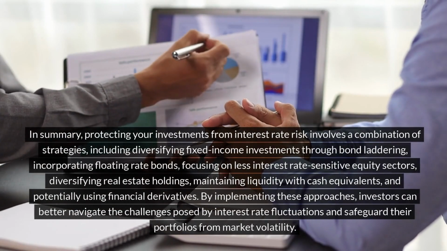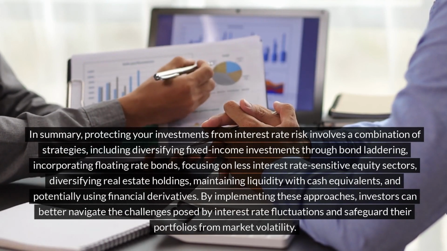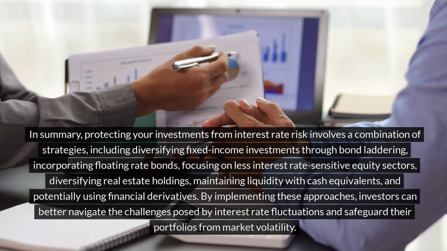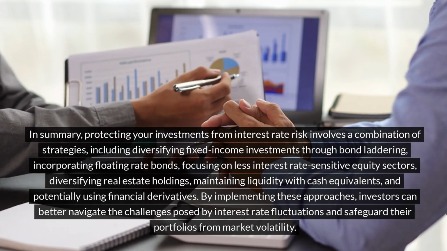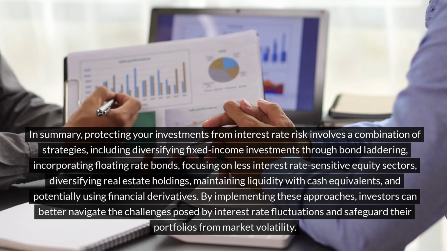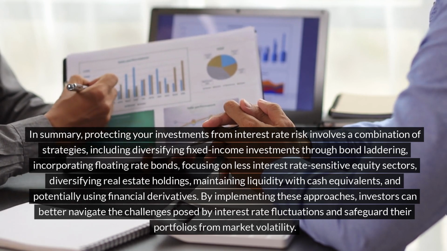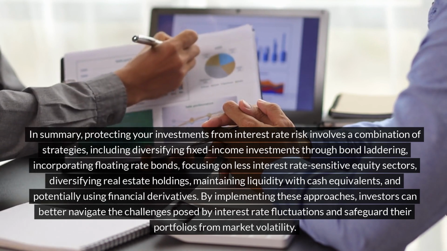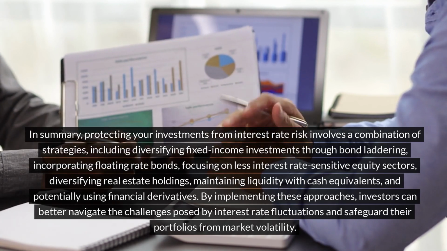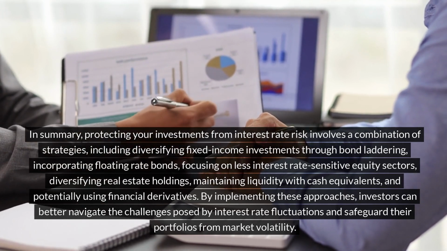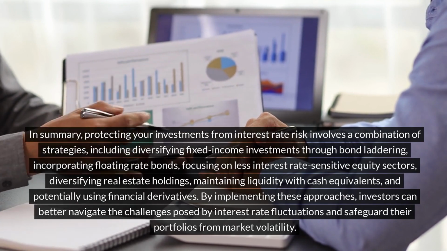In summary, protecting your investments from interest rate risk involves a combination of strategies, including diversifying fixed income investments through bond laddering, incorporating floating rate bonds, focusing on less interest rate sensitive equity sectors, diversifying real estate holdings, maintaining liquidity with cash equivalents, and potentially using financial derivatives. By implementing these approaches, investors can better navigate the challenges posed by interest rate fluctuations and safeguard their portfolios from market volatility.